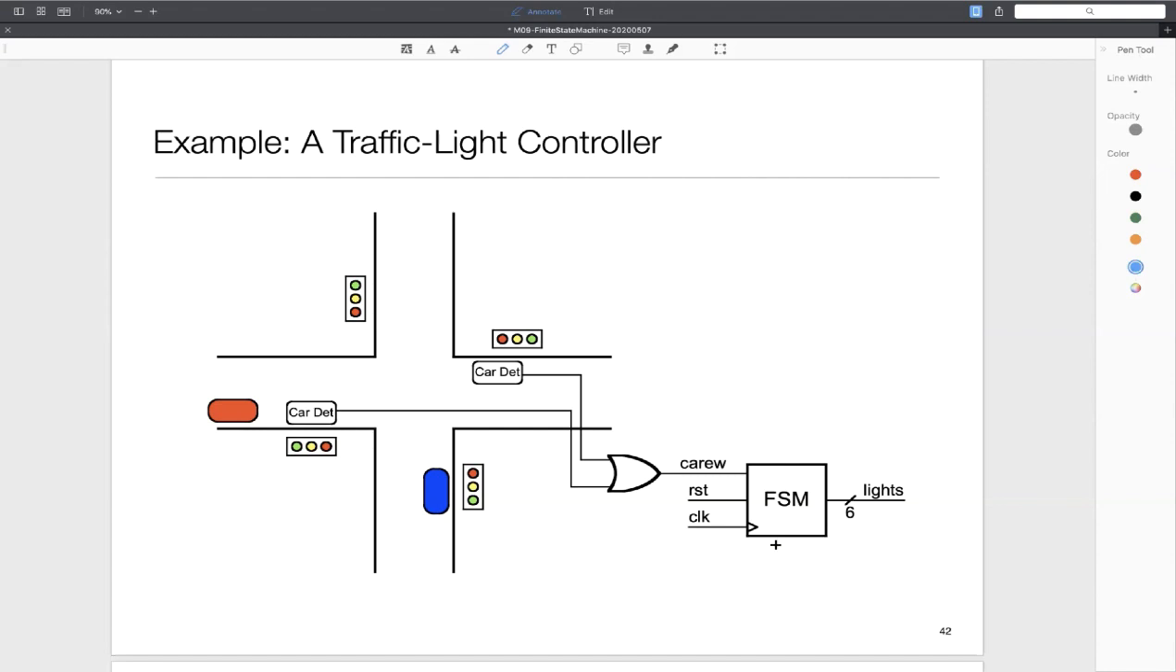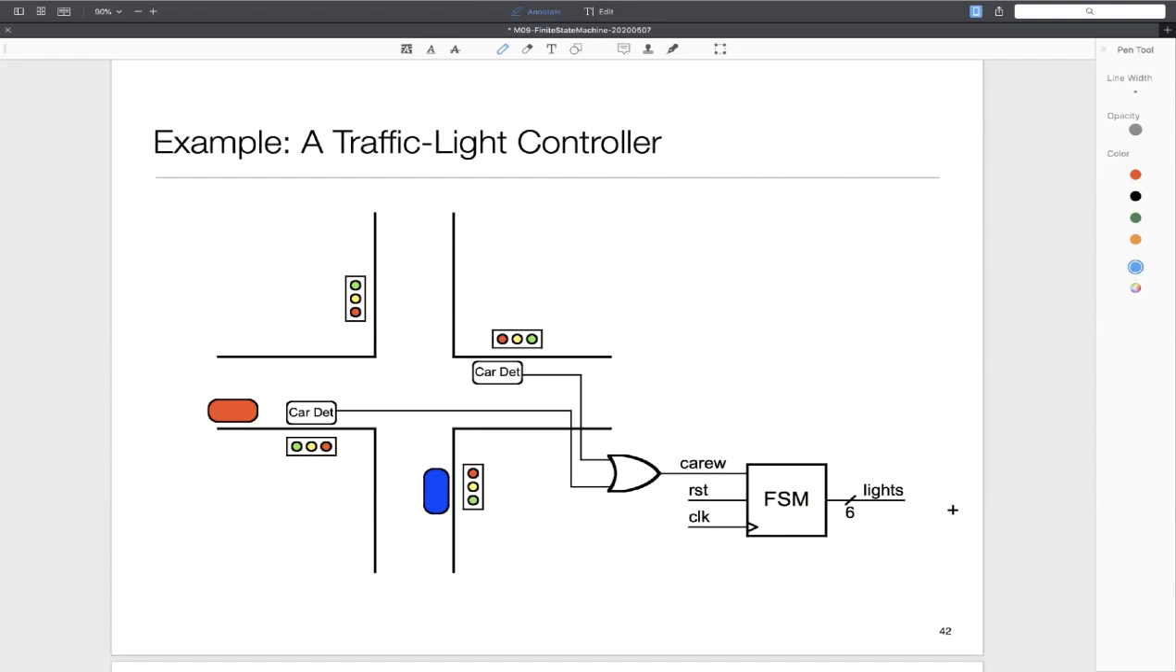So we want to design a piece of hardware. The only input from the outside world is the car east-west. And then there's a reset so that our system starts in a sane state. We don't want it to start with all lights green, for example, right? So we want to start in some good initial state.